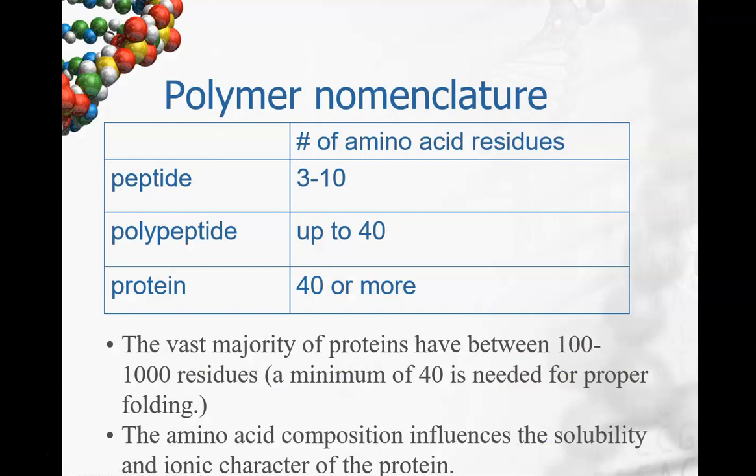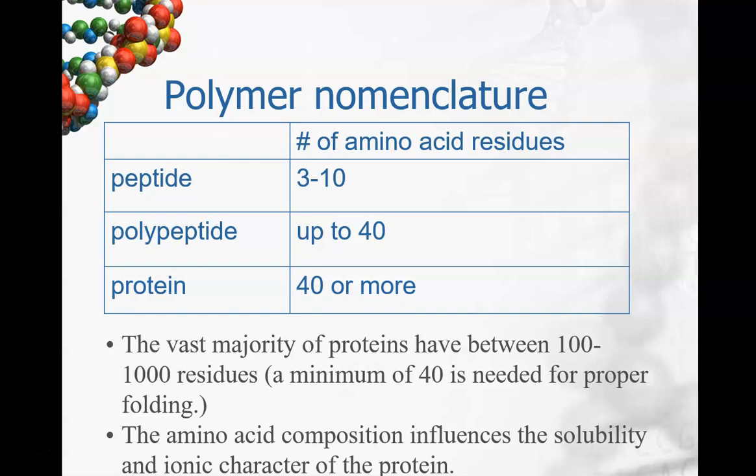So we put together 4 amino acids to make a tetrapeptide. Usually we say peptide if you have between 3 and 10 amino acids, maybe a polypeptide up to 40, and a protein 40 or more. These are not hard and fast rules. Sometimes it depends on what book you pick up. But the vast majority of proteins that we know about are between 100 and 1,000 residues. Usually you need about 40 for proper folding.